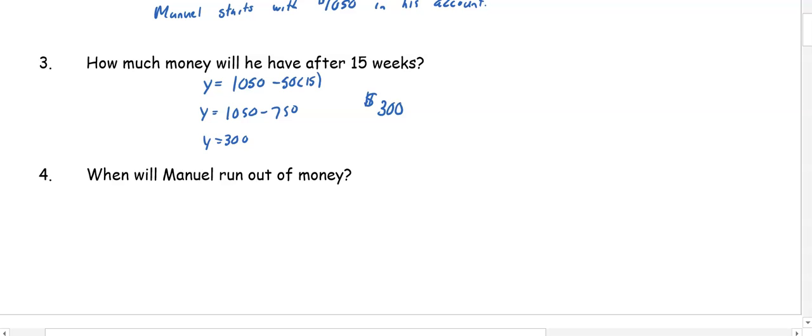When will Manuel run out of money? So when he runs out of money, that's going to be equal to 0. So 0 equals 1,050 minus 50x. We can subtract 1,050 from both sides. -1,050 equals -50x. When we divide, we get x is 21. So this is going to be 21 weeks.